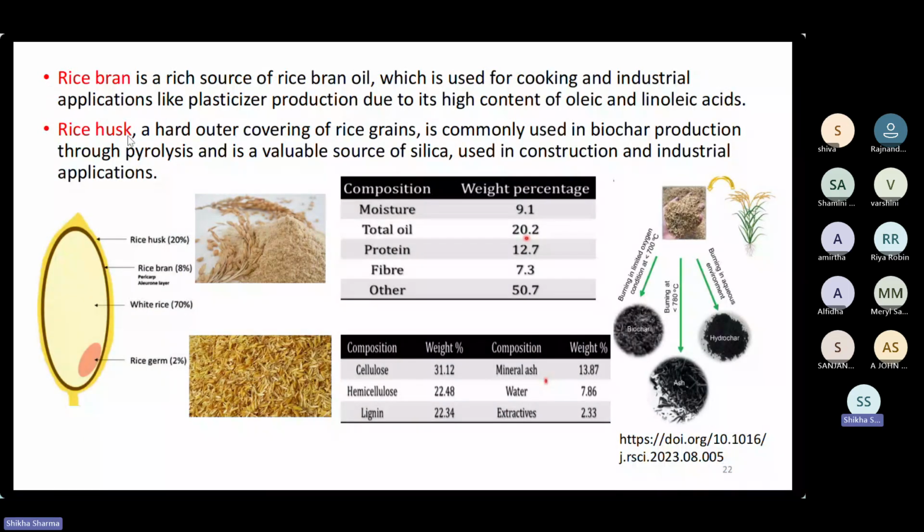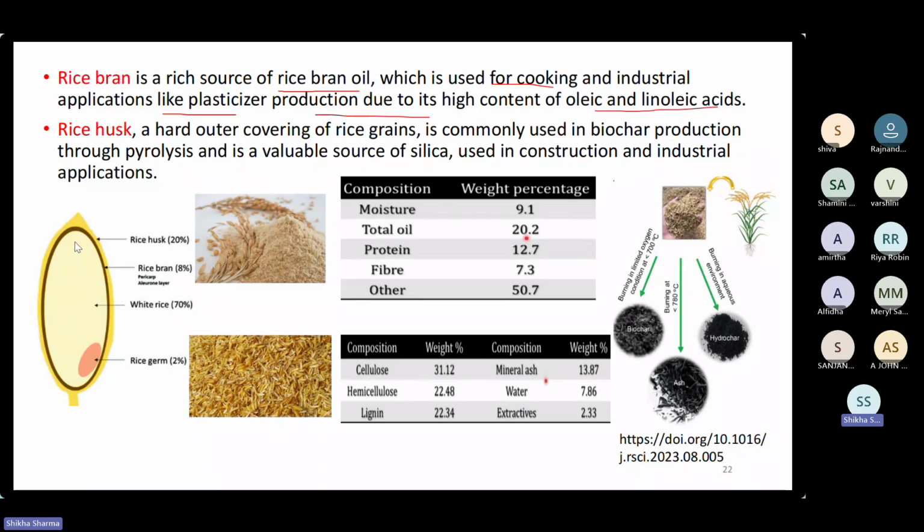in the rice industry. So rice bran, basically, is a rich source of rice bran oil, which is used for cooking and industrial applications like plasticizers production, due to its high content of oleic and linoleic acids.